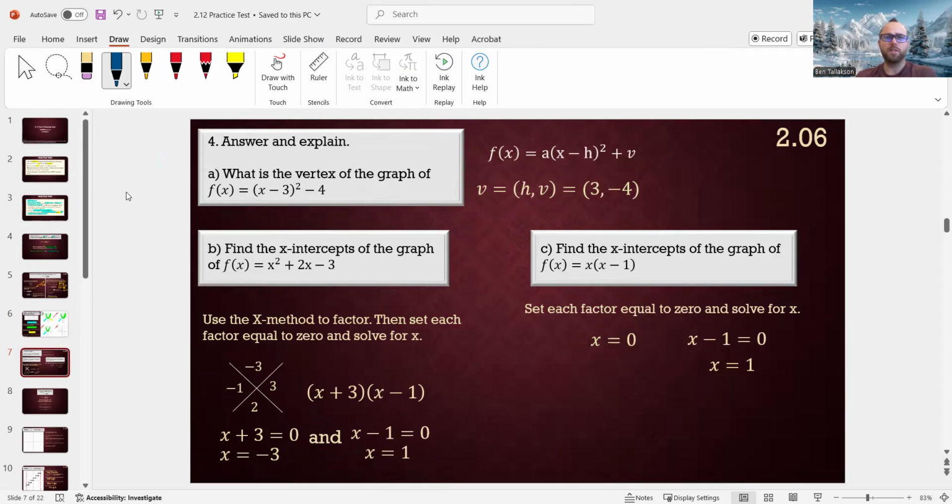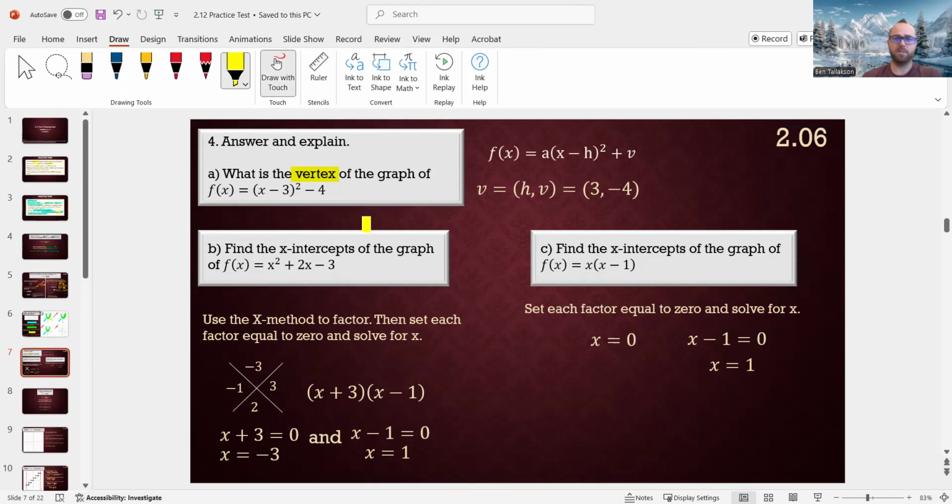Numero quattro. Answer and explain. There are three parts to this. A. What is the vertex of the graph of this function? What kind of function is this? Hopefully you notice it's a quadratic. If you multiplied this out, you would find that. What form is it in? Vertex form, which, surprise, surprise, specializes in finding the vertex.